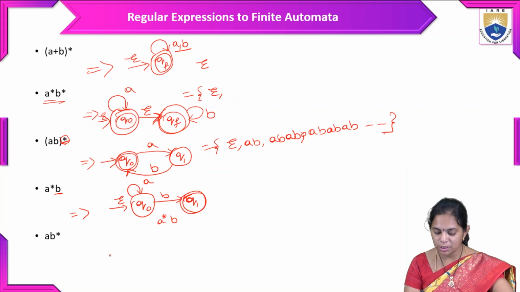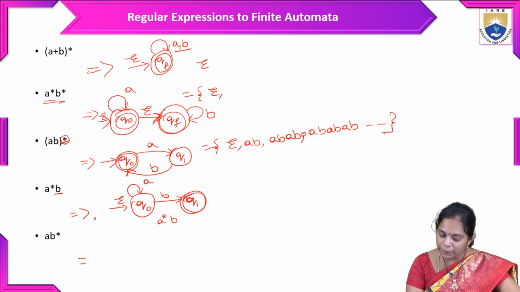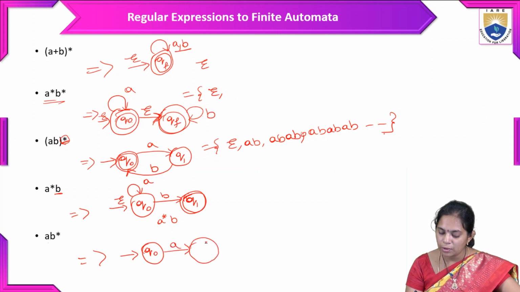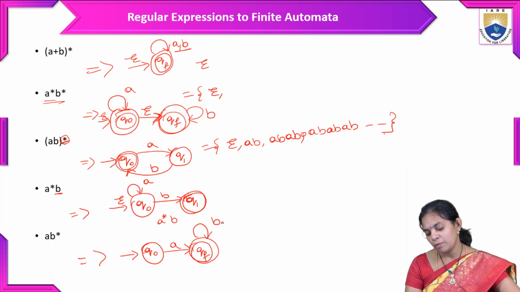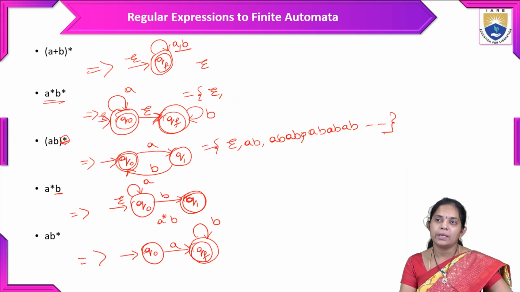Next, A followed by B star, so A B*. Here for the final state, B is an input symbol. So how to write this one? Q1, so A as an input symbol, it is reaching the final state. Why? Because epsilon is also included, QF. And here B as an input symbol, it is reaching the final state. So these are all about regular expressions to finite automata.